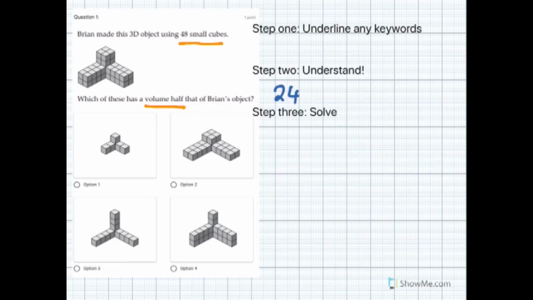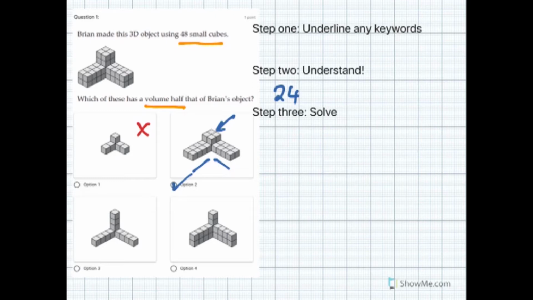If you have a look at option 1, there are 6 cubes. Therefore, option 1 is incorrect. If we have a look at option 2, we can see that we have 8 cubes on the left, 8 cubes on the right, and 8 cubes down the middle. That gives us a total of 24 small cubes. Therefore, option 2 is the correct answer for question 1.